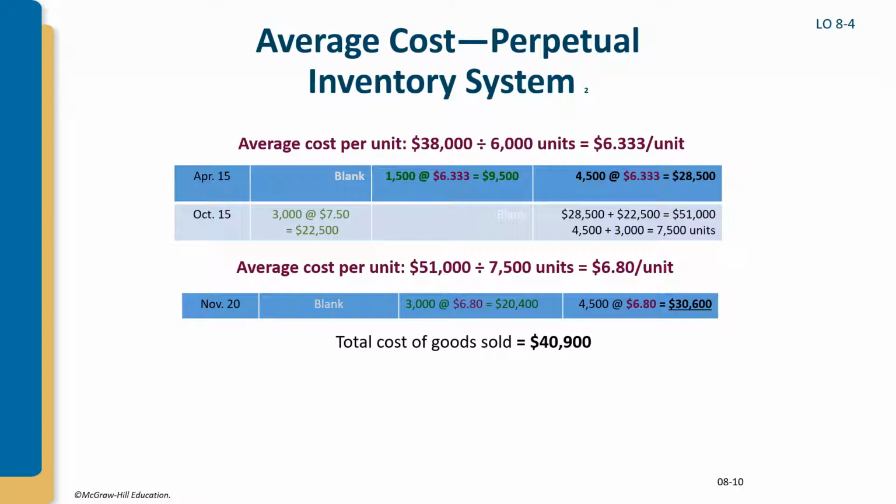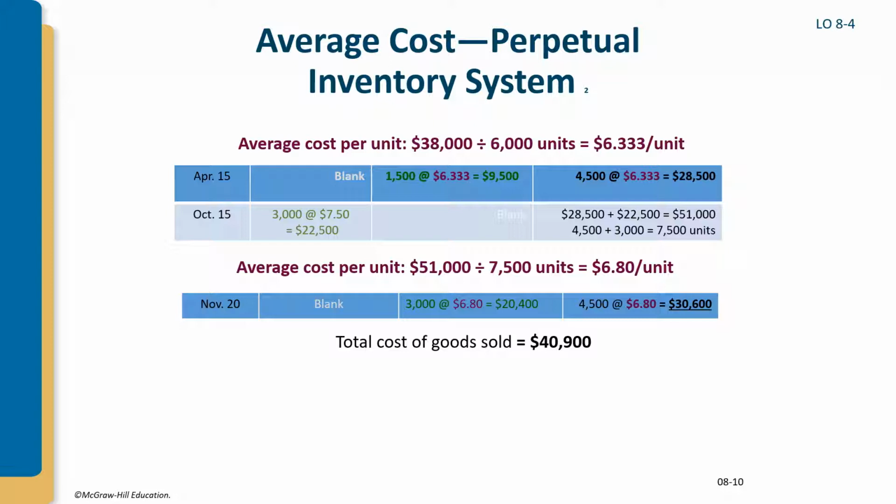Our final sale, where we sell 3,000 of the cups, they will be removed at the new average cost of $6.80 each, or $20,400. So in that journal entry, we would be debiting cost of goods sold and crediting inventory for $20,400. 7,500 were the number of units before the sale. We sold 3,000, so there's 4,500 left with an average cost of $6.80. So our ending inventory after these purchases and sales using average cost would be $30,600.